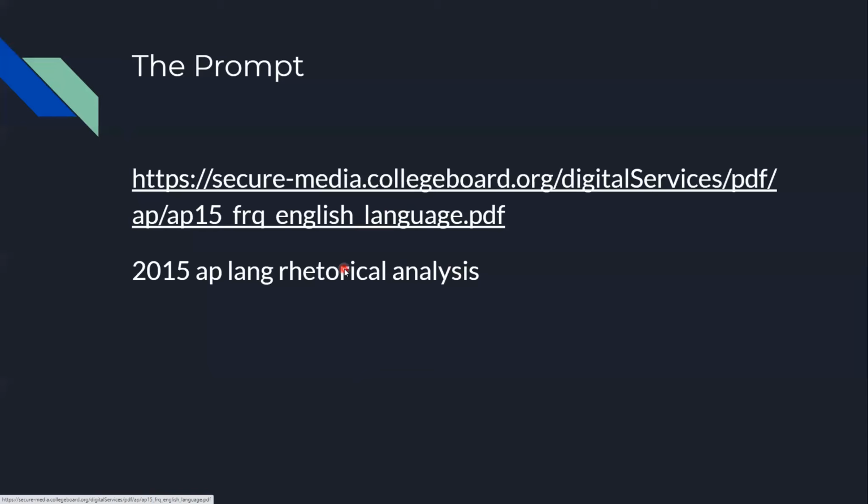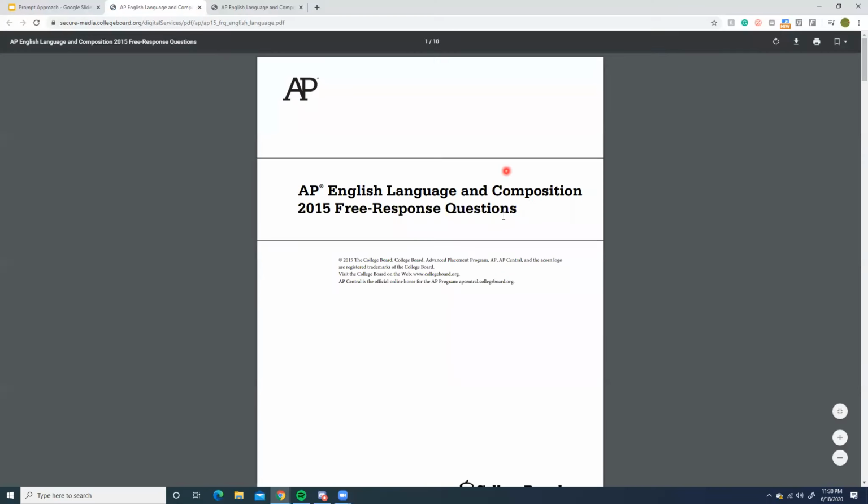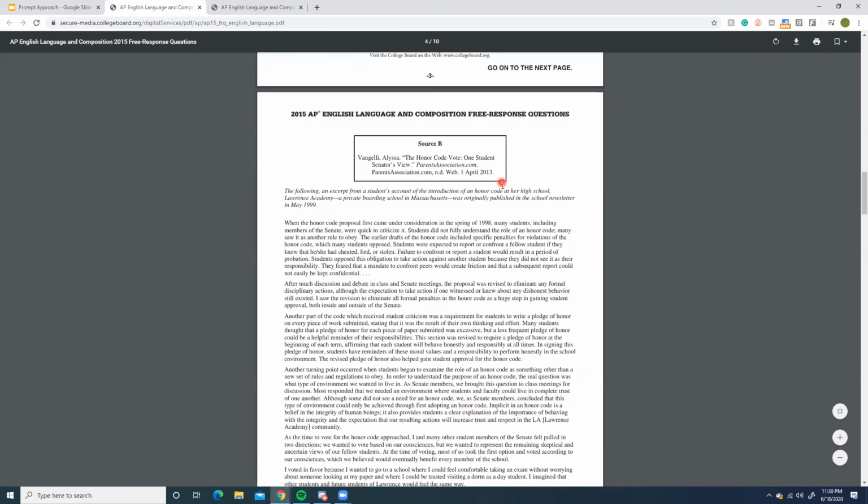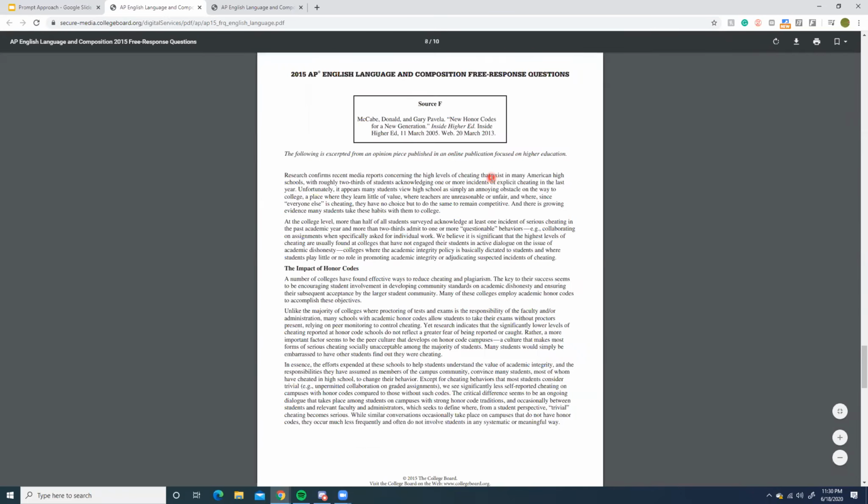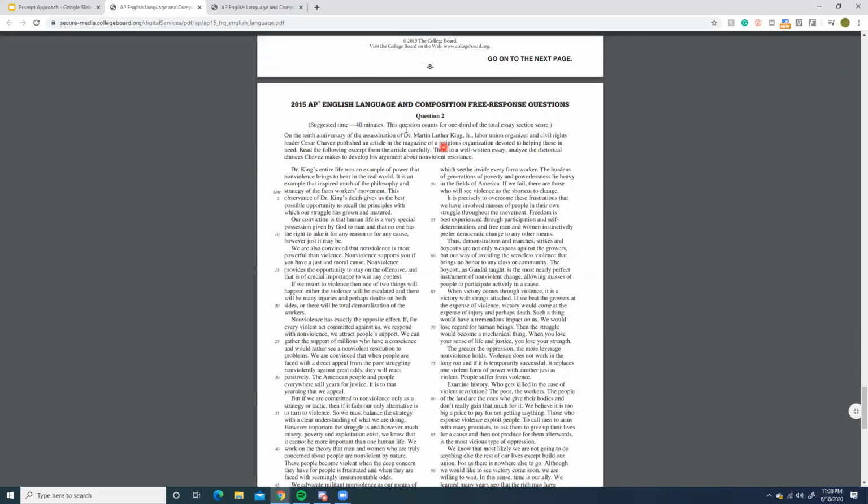And it should be the second link on the search results. If not, just look around until you can find it. You'll definitely be able to find it. Okay, so we're going to click on the link. And then, like I said, we're going to scroll down to page 9, question 2.